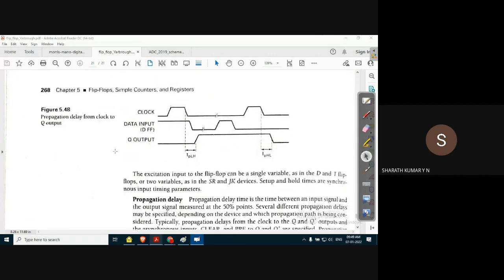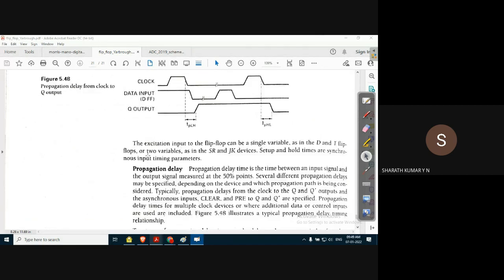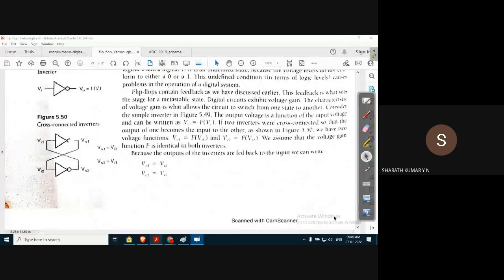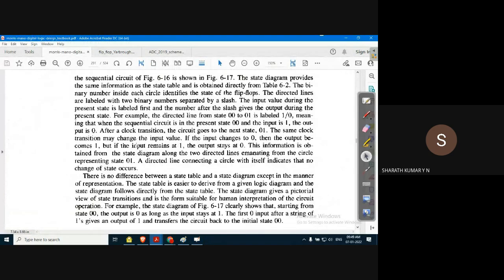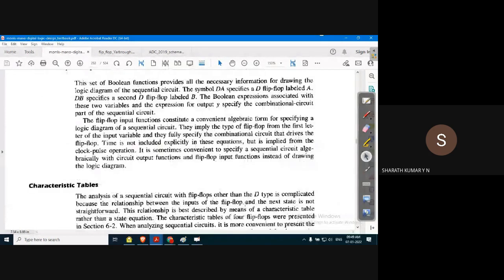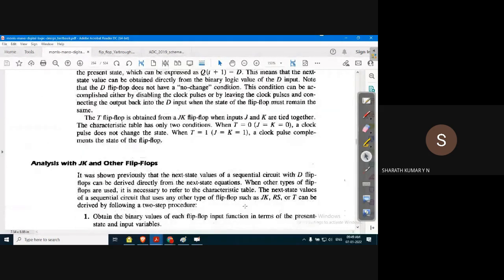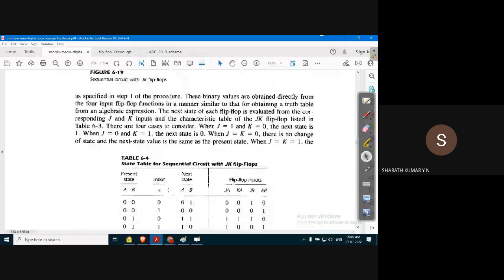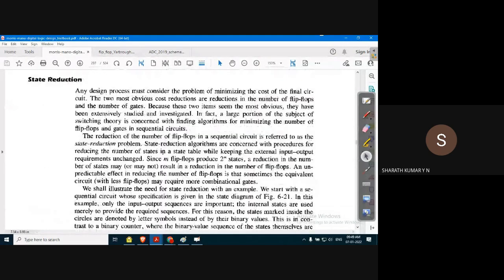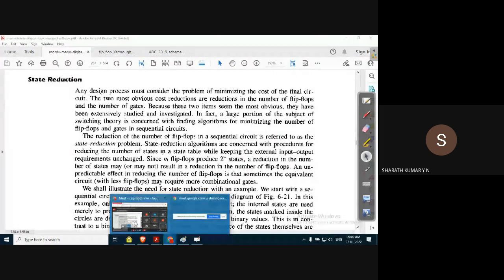Hold time, correct. It is the same data input. Propagation delay, fine. Flip flop metastability. Okay, it's fine. Okay, here it is. Let me check here when we get an IC with preset and clear. I'll discuss that also as a part of flip flops. Let's quickly, let me open it in the browser.